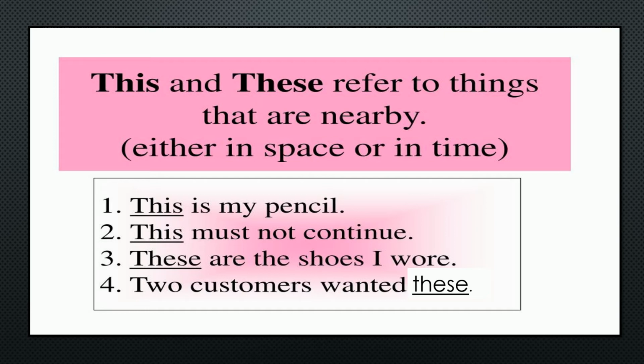Now we go to these. These are the shoes I wore. We are talking about more than one item. That is why we use these, and they are closer to you. Number four, two customers wanted these. You go to the restaurant, you want to order something, and then the chef or the waiter comes to you and says, okay, two customers wanted these items. So we are talking about more than one.